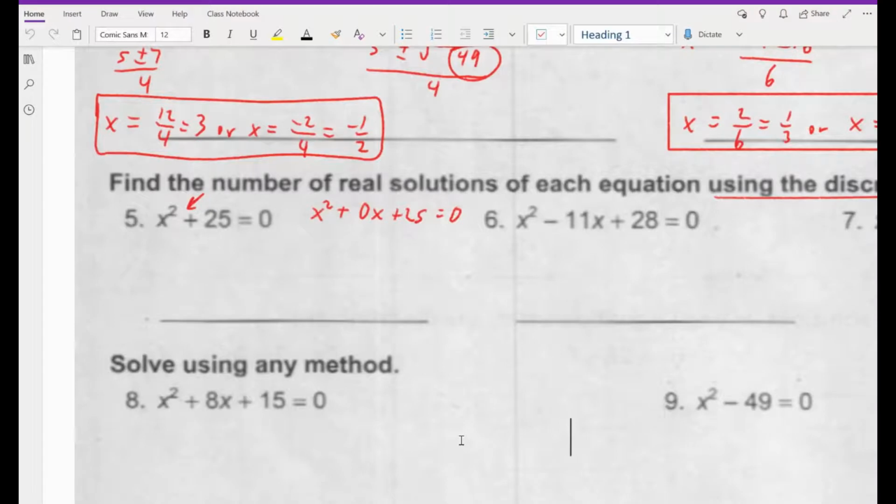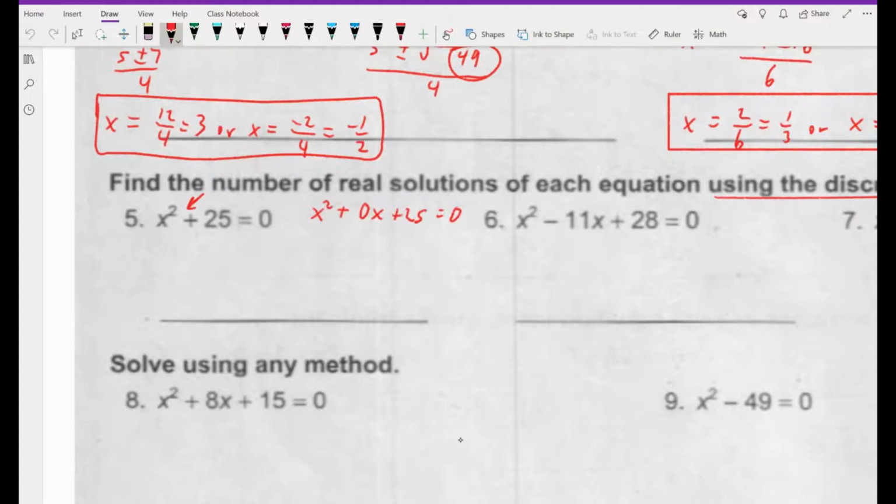Now, we'll do a quick review of how we use the discriminant to determine the types of solutions and the number of solutions. When we look at the value inside the square root, b squared minus 4ac, whenever it's greater than 0, we get two real solutions. When b squared minus 4ac equals 0, there's only one real solution.